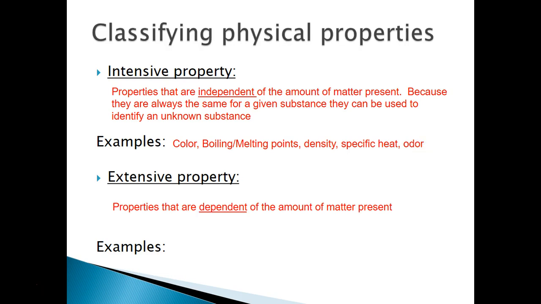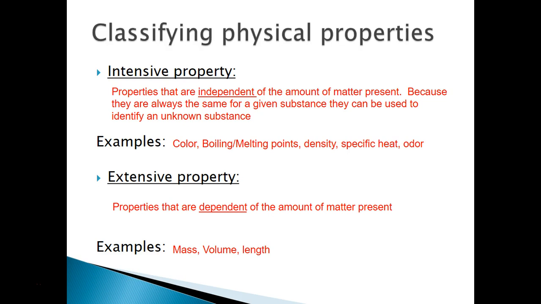They're properties that are dependent on the amount of matter present. Now, because extensive properties change as the amount of matter changes, we cannot use them to identify an unknown substance. So examples would be mass, volume, and length. As we add more of a substance, its mass will change. As we add more of a substance, its volume will also change, as will its length.